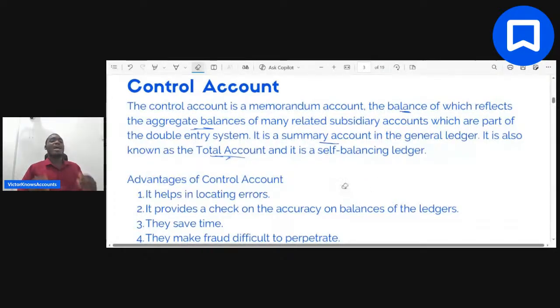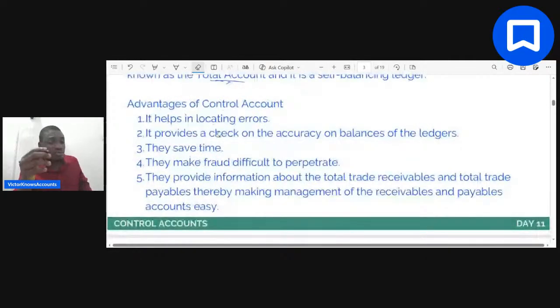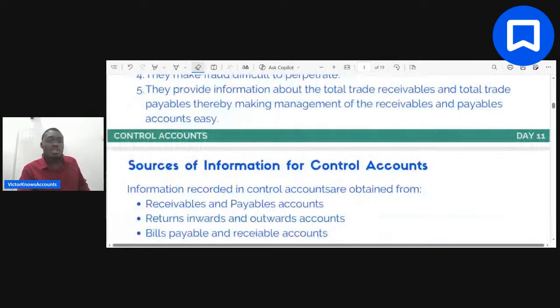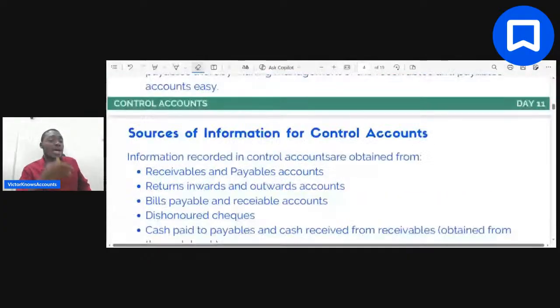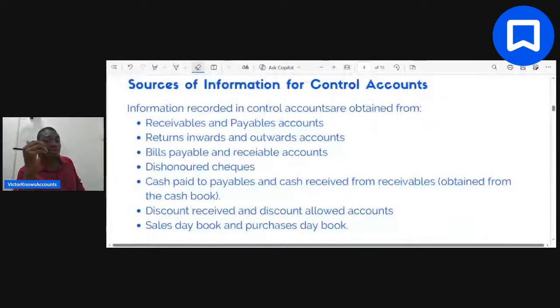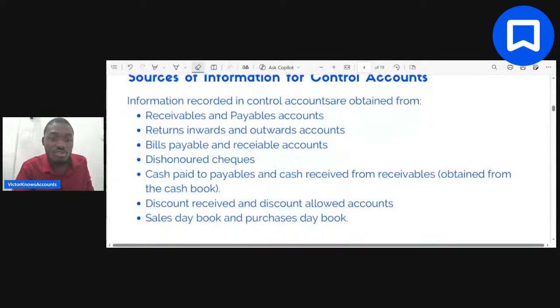So it is a summary account and it is known as the total account, because it gives us the total figure for various related other accounts. Do you understand that? All right. Another thing is that you must know it is a self-balancing ledger. Then we looked at some advantages of control account. Then sources of information for control account. Where are the places where we see information for control account? We mentioned receivables and payables accounts, returns inwards and outwards, bills payable and receivable, dishonored cheques, cash paid to payables, and cash received from receivables, and so on.